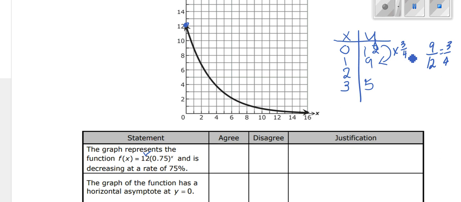But that means it's not decreasing at 75%. It's actually decreasing at 25%. So I'm thinking of what's been taken out of my whole of 100%. Well, that's 25%. So I disagree with this. So 100 minus 25 is 75%.